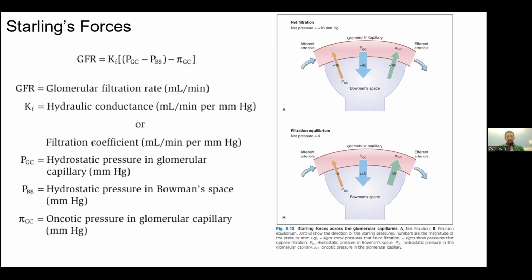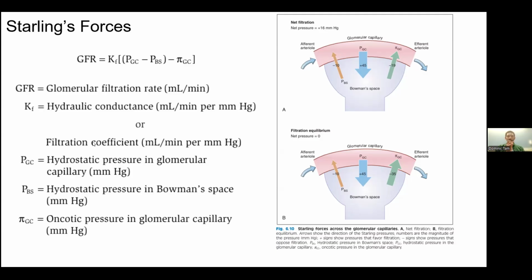It's about 10 millimeters of mercury and is fluid present in the lumen of the nephron. And then there's the oncotic pressure in the glomerular capillary. This is another force that opposes filtration. This is determined by the protein concentration of the glomerular capillary blood.